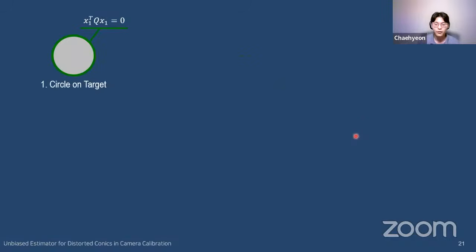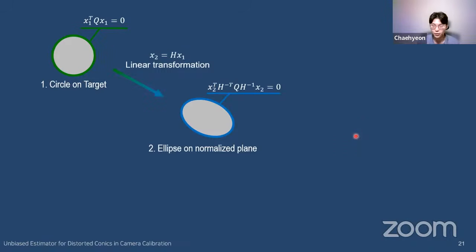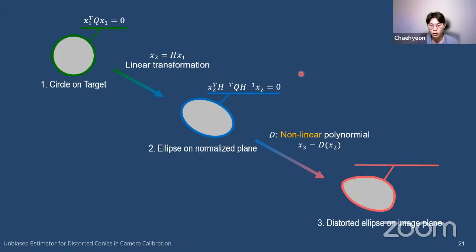So we can track the conic up to the normalized plane since this mapping is linear. According to the theory of multiple view geometry, the equation of the ellipse is expressed as this. The problem is distortion. The distortion is a nonlinear mapping, and it breaks down all conic properties and makes it impossible to track the shape.